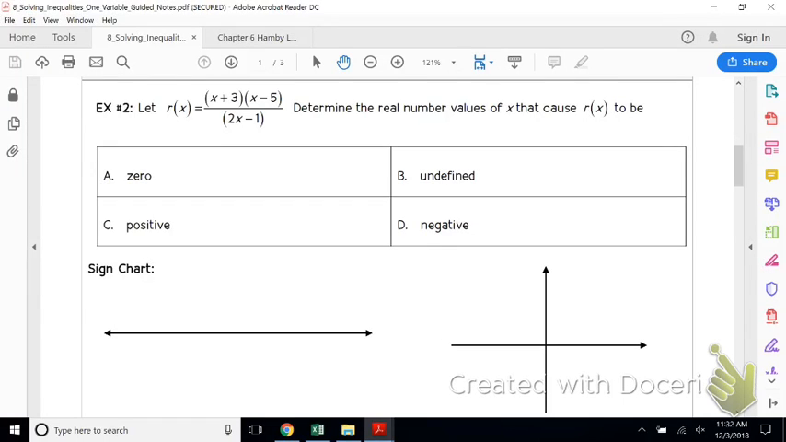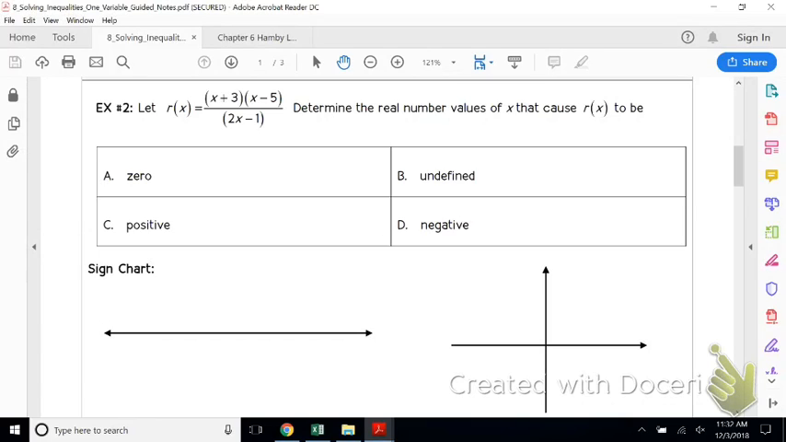All right, so let's look at example 2. It says let r of x equal, and it gave us a rational function there. Determine the real number values of x that cause r of x to be 0, undefined, positive, and negative. So now they give us a rational function versus example 1 that just had a polynomial function. So think back when we were graphing the rational functions.